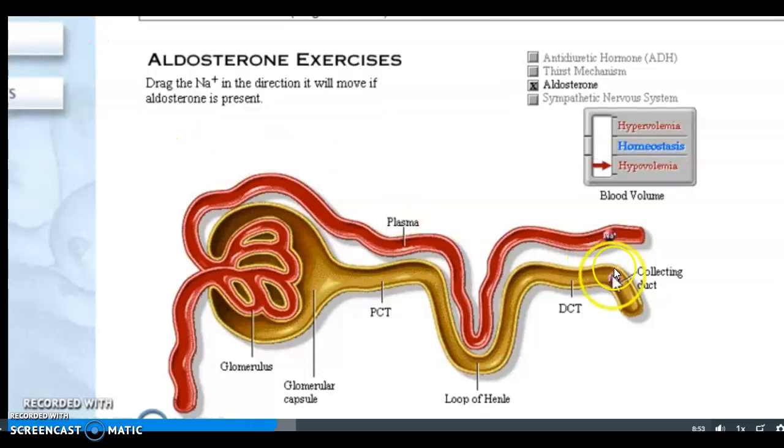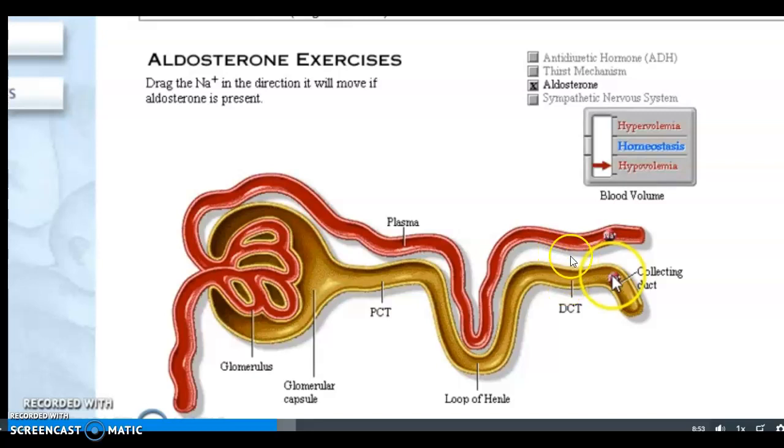Okay, now in our picture here, I've got sodium over here and sodium over there. And it says drag the sodium in the direction it will move if aldosterone is present. Well, if aldosterone is present, it's going to cause the cells in the distal convoluted tubule and the cells in the collecting duct to build sodium-potassium pumps. Well, if they build sodium-potassium pumps, they're going to pump sodium into the interstitium.